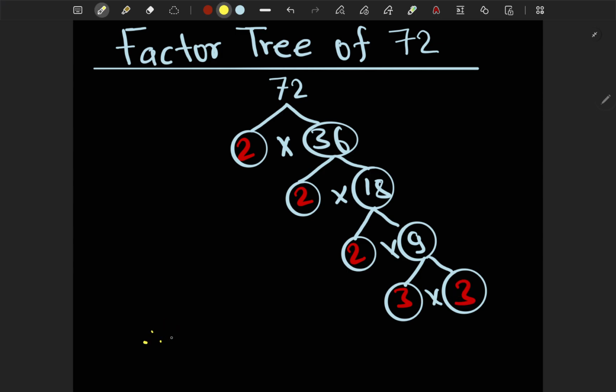So we can write 72 is equal to the product of all these prime numbers, that is 2 times this 2 times 2 times 3 and this 3.